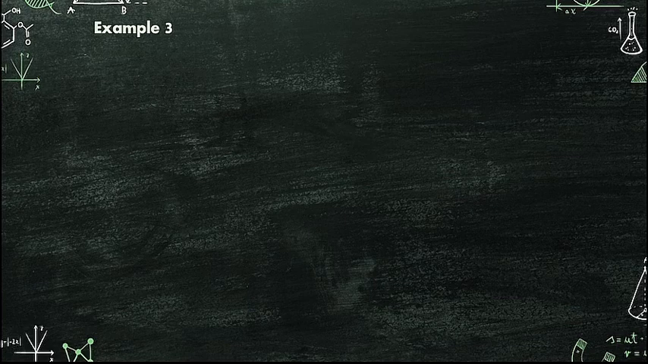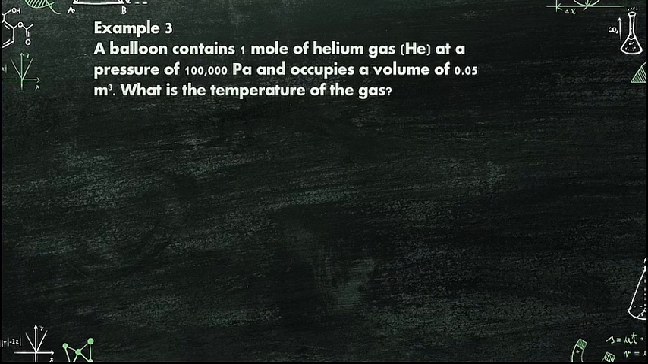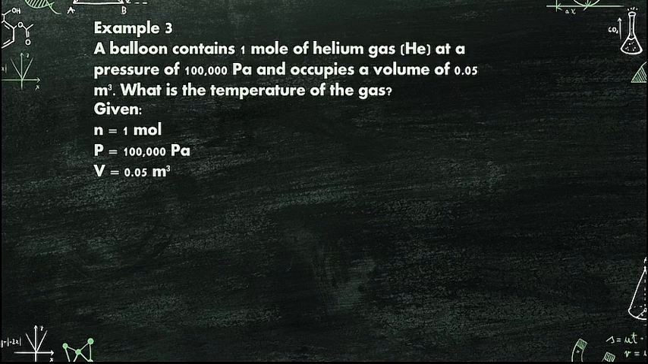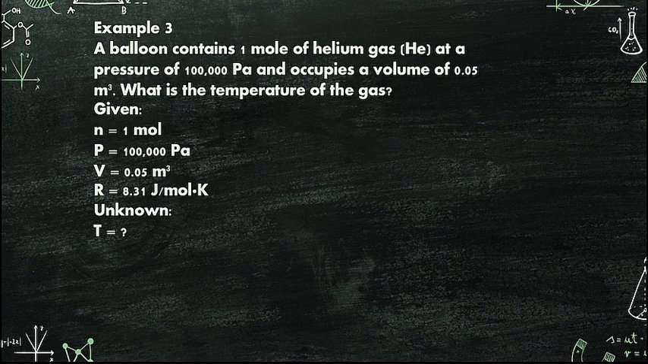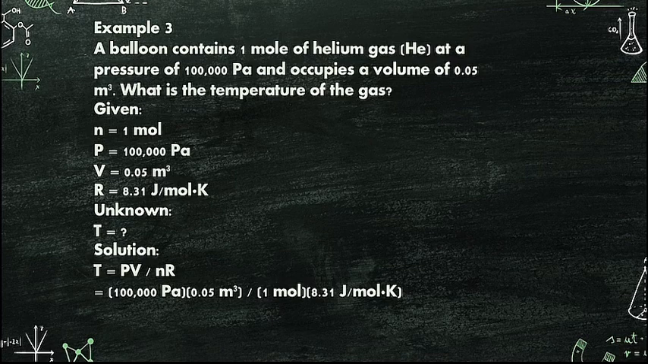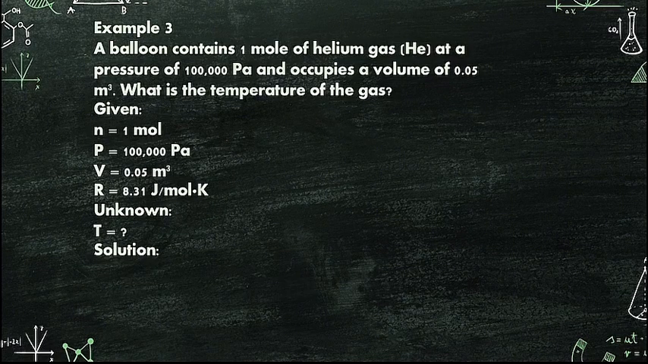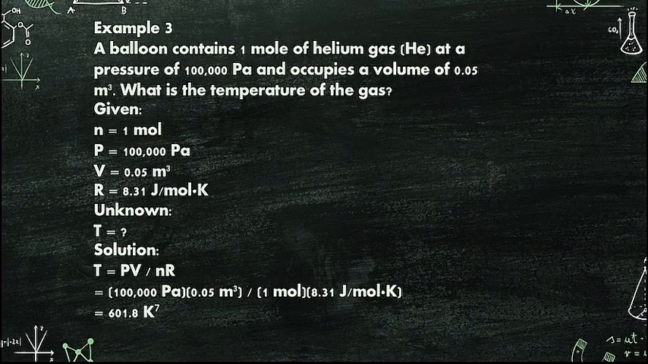For the last example, a balloon contains 1 mole of helium gas at a pressure of 100,000 Pascal and occupies a volume of 0.05 cubic meter. What is the temperature of the gas? Our givens are n = 1 mol, P = 100,000 Pascal, V = 0.05 cubic meter, and R = 8.31, and the unknown is T. Our equation is T = PV/nR. 100,000 times 0.05 over 1 mol times 8.31 is equal to 601.8 Kelvin.